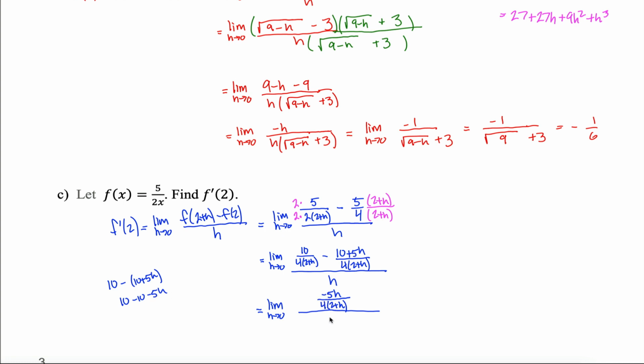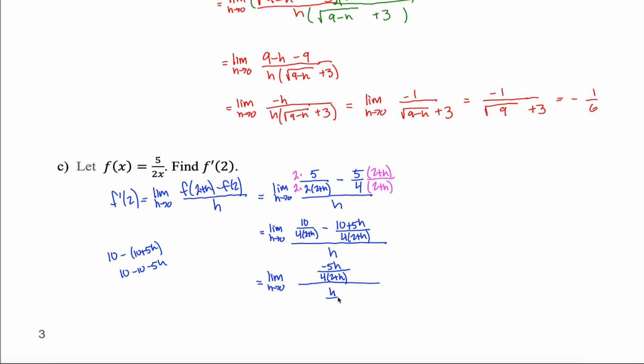That's the top. Down on the bottom, I've got this h, which maybe I'll write as h over 1, so it looks like a fraction over a fraction. I'm now at the stage where I can change this big division into multiplication. The way I change division into multiplication is I multiply by the reciprocal of the denominator. I've got the limit as h approaches 0 of negative 5h divided by 4 times 2 plus h. And then instead of divided by h over 1, it's times 1 over h.